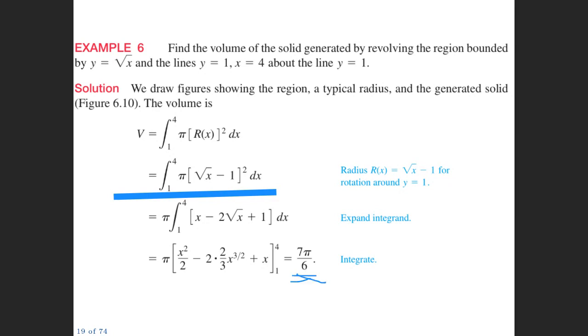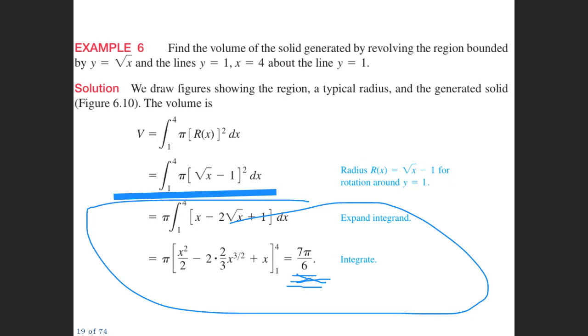And after that, I'm going to leave it for you. Your book says it's 7 pi over 6, but the last part I think is not interesting for us. As soon as we get the radius and the limits of integration, the rest of the problem is easy.